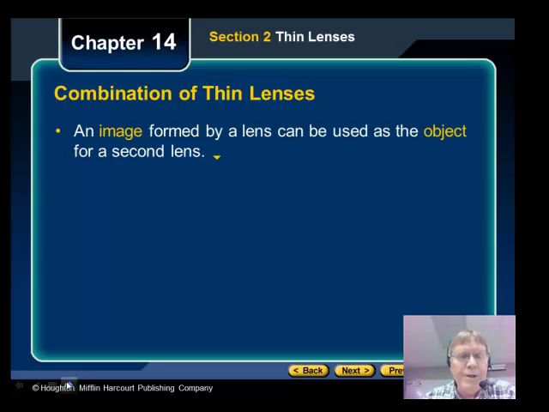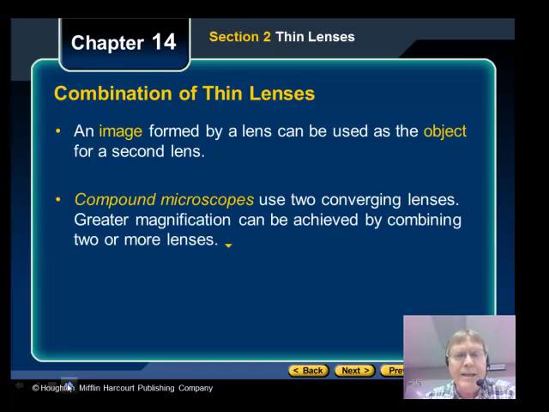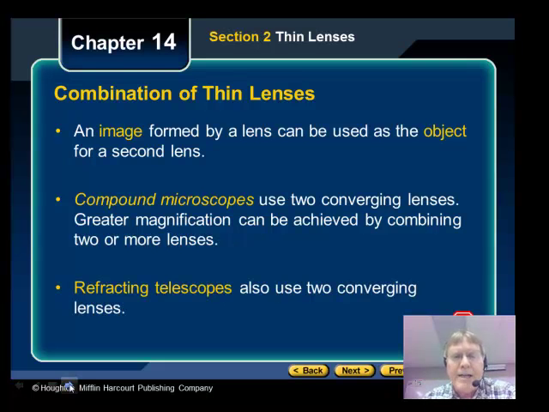Lenses are often used in combinations also. What happens is you use the image formed by one lens to serve as the object for a second lens. Compound microscopes do this. They use two converging lenses, and they achieve greater magnification than is possible with either of the lenses by themselves. Refracting telescopes. Now these are different from reflecting telescopes. Reflecting telescopes use a mirror. Refracting telescopes use two lenses.